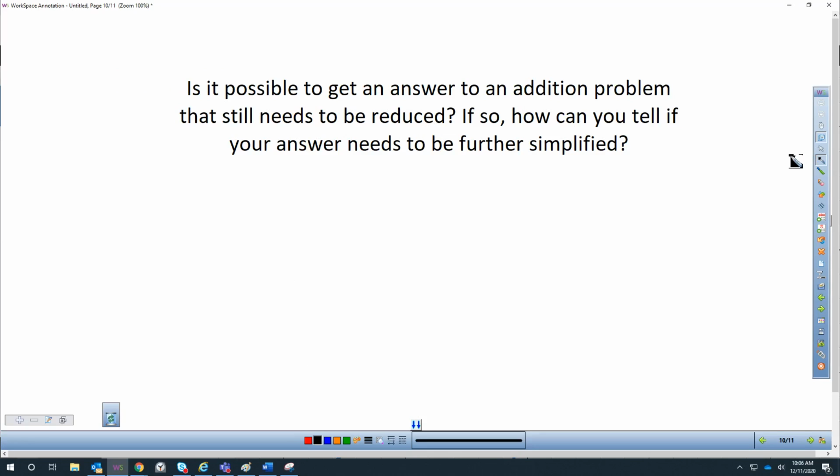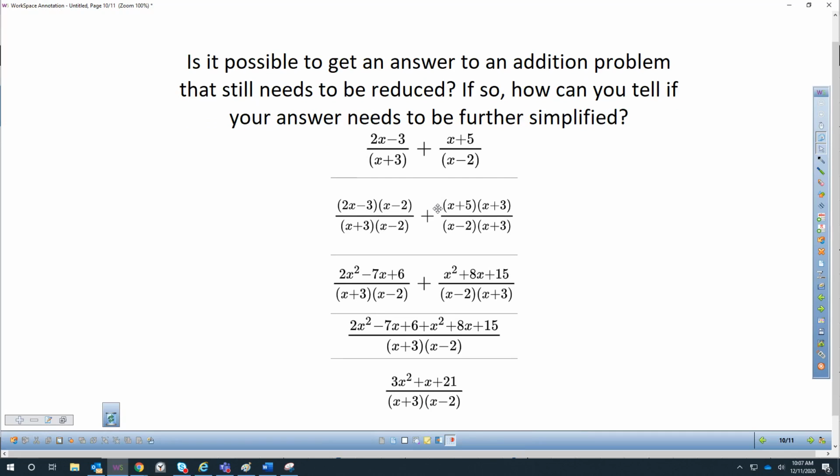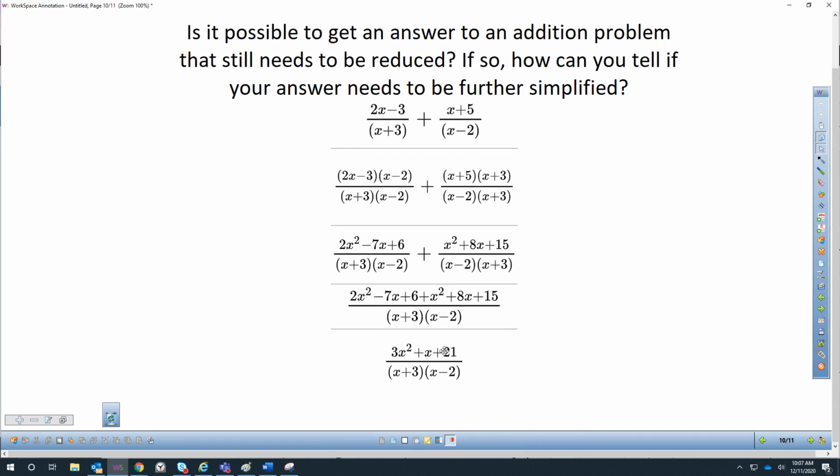Our next question asks, is it possible to get an answer in an addition problem that still needs to be reduced? And if so, how can you tell that your answer needs to be simplified further? So we're going to look at this problem. We added these two things and ended up with this solution down here. Can we reduce anything else?